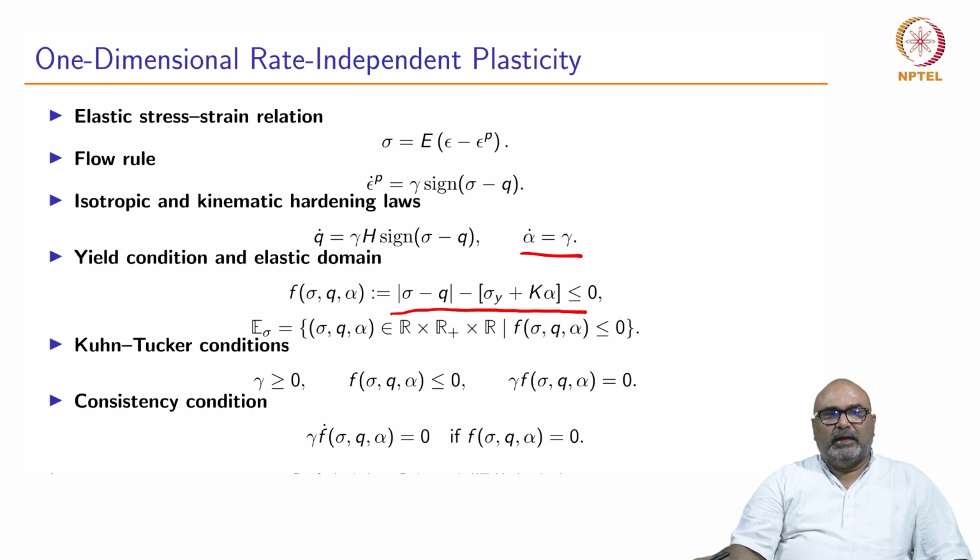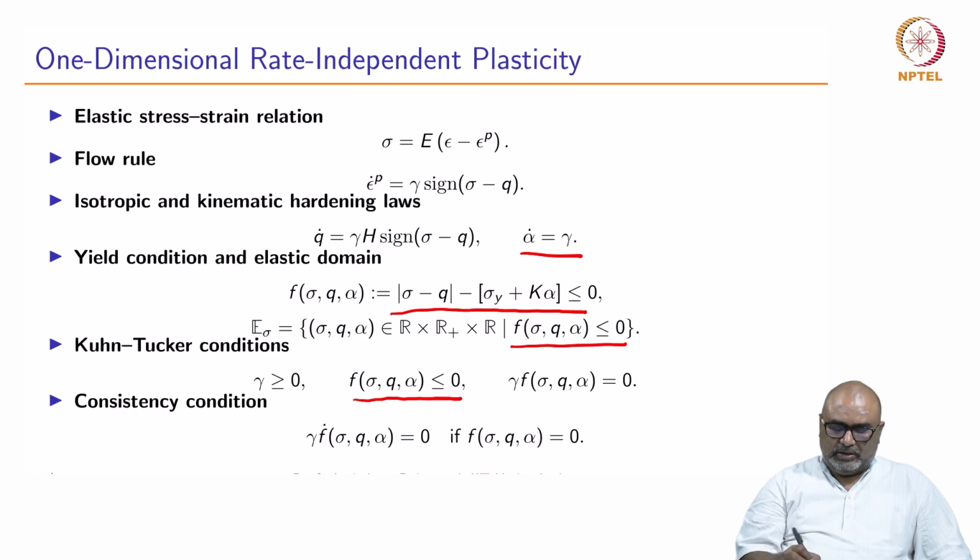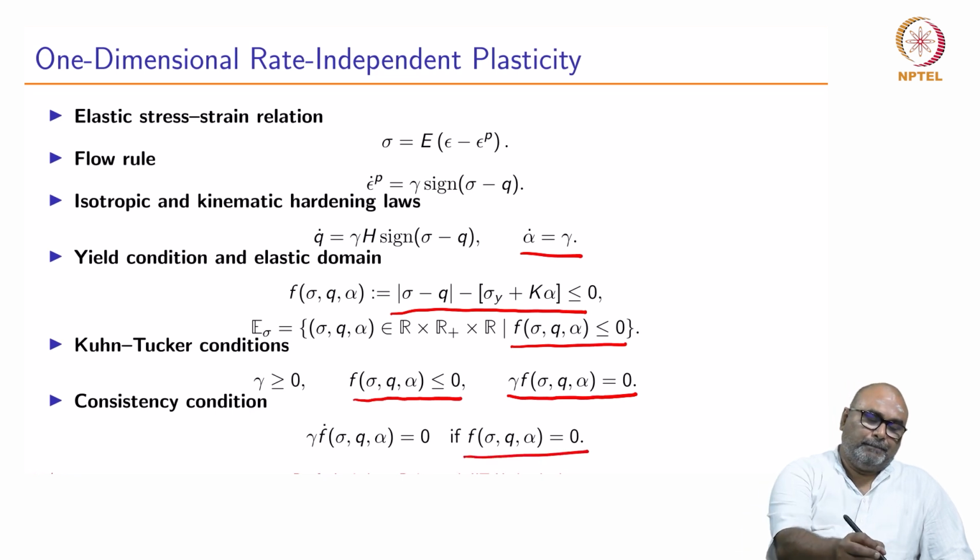And the elastic range is given by E of sigma such that f of sigma comma q comma alpha is less than or equal to 0. The Kuhn-Tucker conditions which define the loading-unloading condition are gamma greater than or equal to 0, f of sigma comma q comma alpha less than or equal to 0, gamma f of sigma comma q comma alpha equal to 0. And the consistency condition is given by gamma f dot of sigma comma q comma alpha equal to 0, if f of sigma comma q comma alpha is equal to 0.